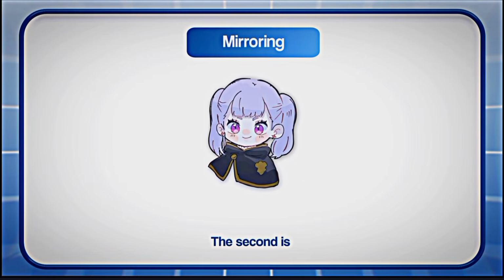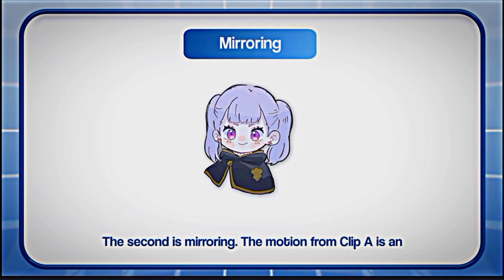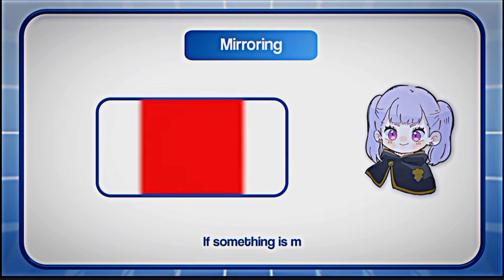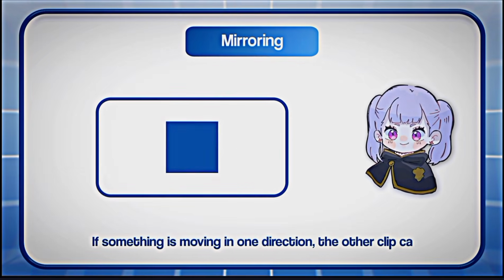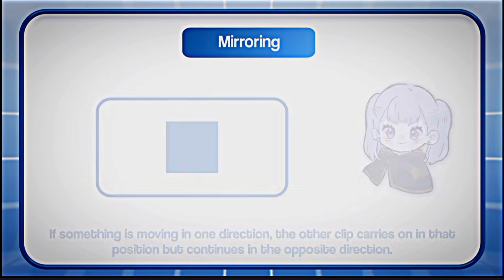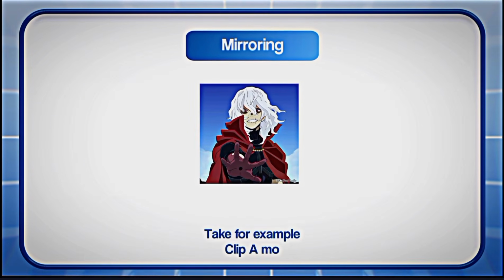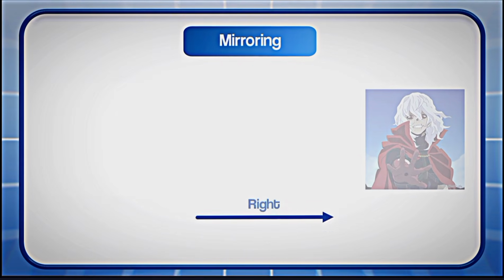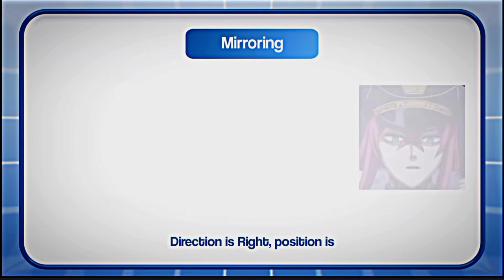The second is mirroring. The motion from clip A is answered by clip B in the opposite direction. If something is moving in one direction, the other clip carries on in that position, but continues in the opposite direction. Take, for example, clip A moves from the center to X direction, 500 pixels. Direction is right, position is 500.